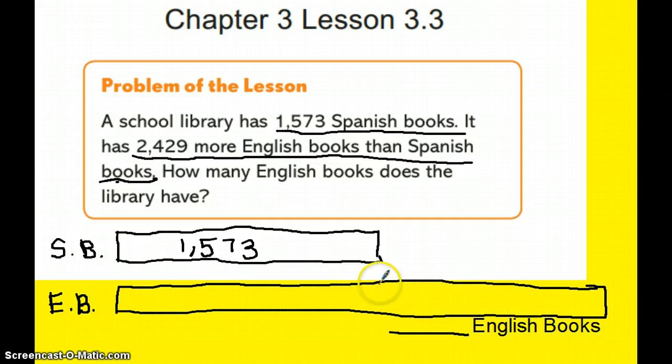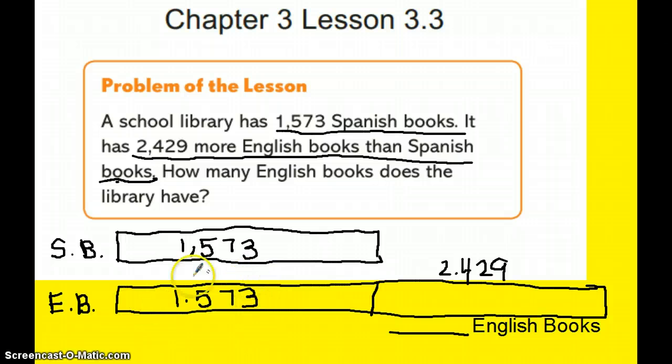Okay, now I'm going to split my English books bar to represent what I know from the word problem. I know that there are 2,429 more English books than Spanish books. So this is representing the value here, this bar right here. Now this lines up with this bar up top, so I'm going to plug that value here because they are equal. So it's 1,573. And my objective in this problem is to find out how many total English books were here.